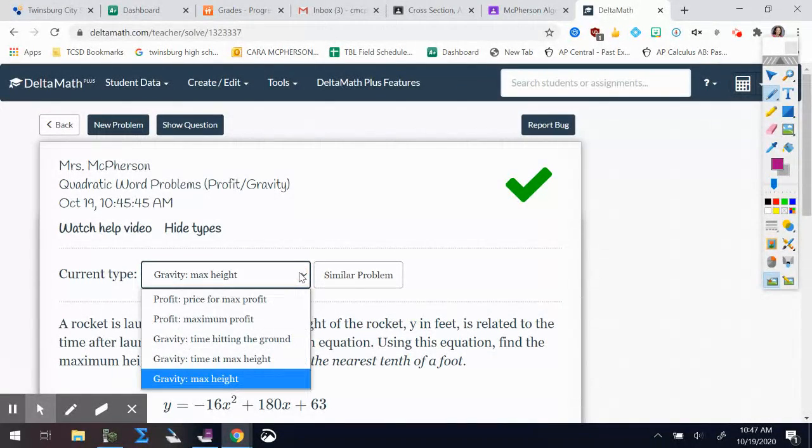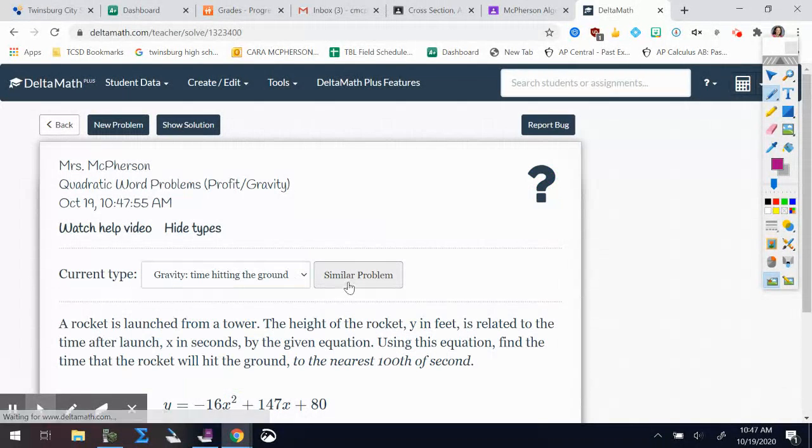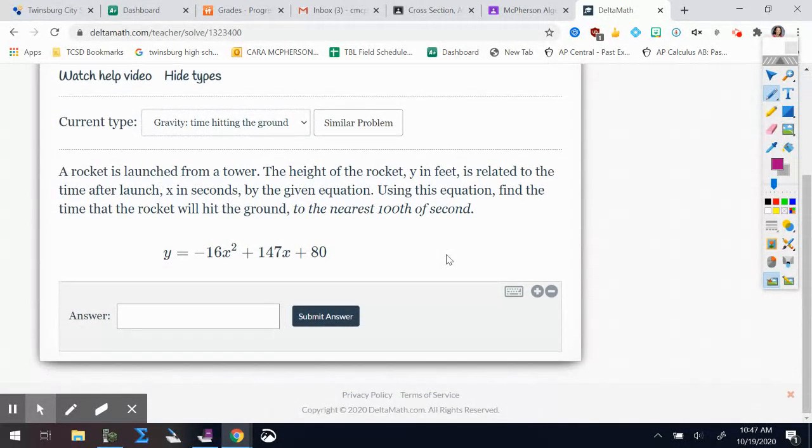So let me show you one that asks for time hitting the ground, and this will be the last one that we do. So here is one that we have a rocket taking off again. Your X is seconds that it's in the air, and your Y is your height in your feet. So I'm going to find the vertex.